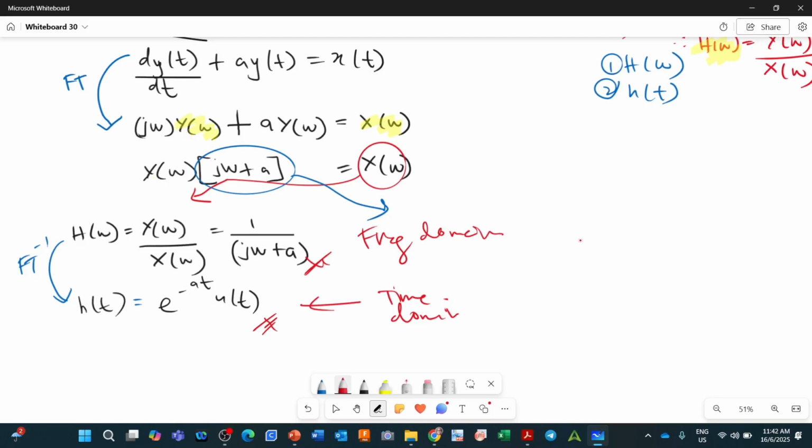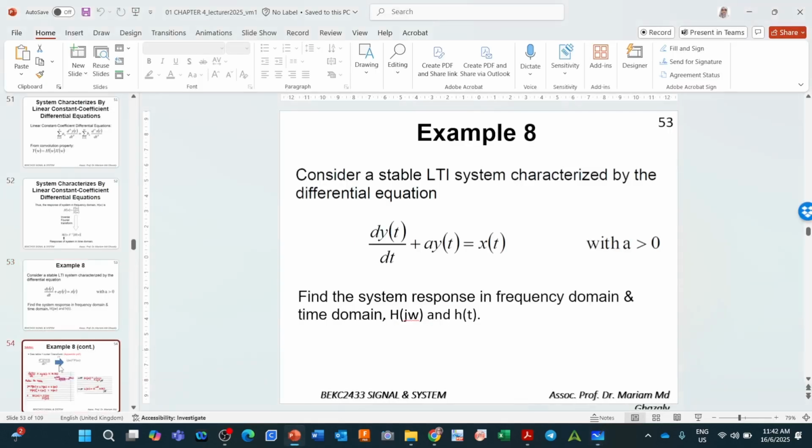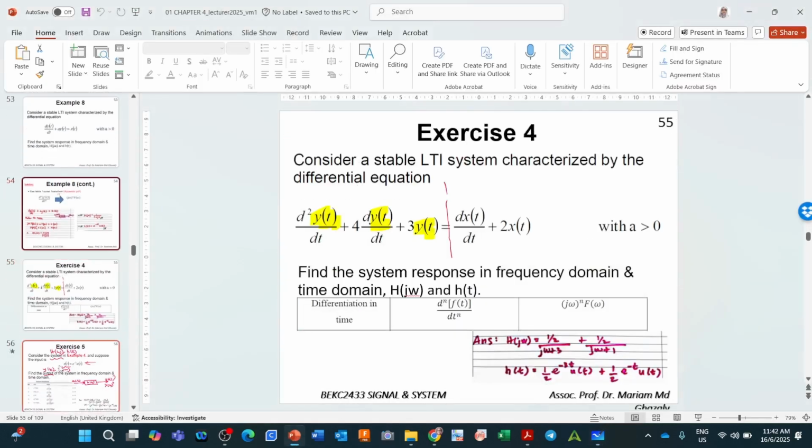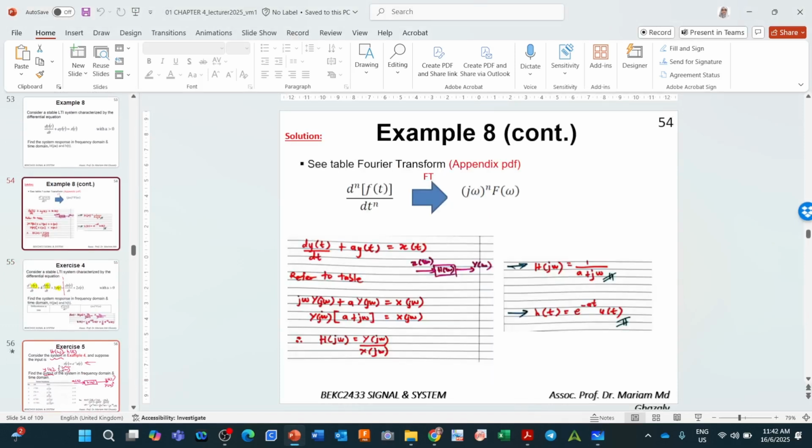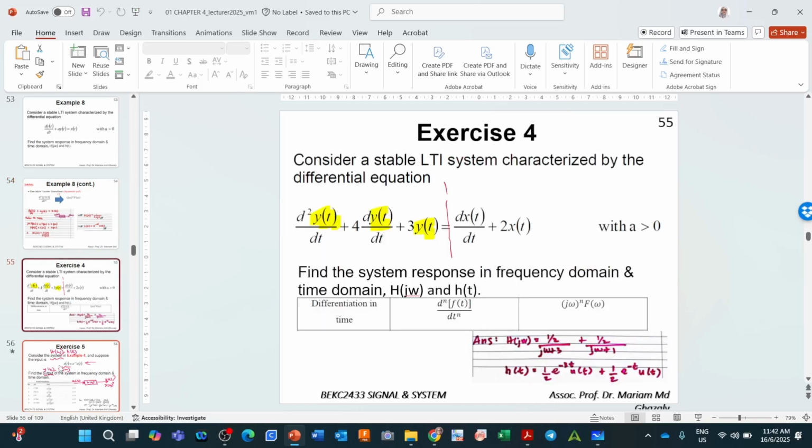Before we go to analysis, let's do one example. Okay, done. Of course, in my slide, there's the answer. But anyway, you might not know how to do it. So let's do this exercise.